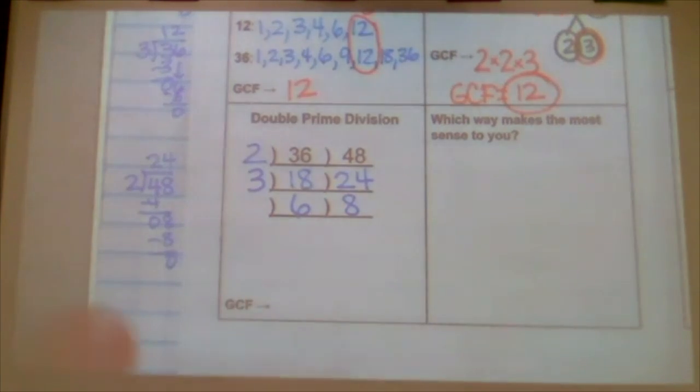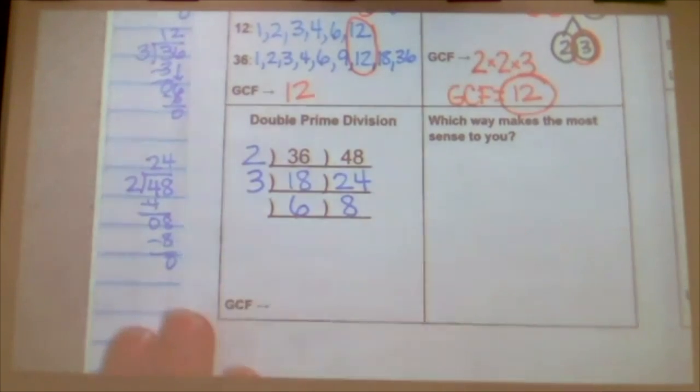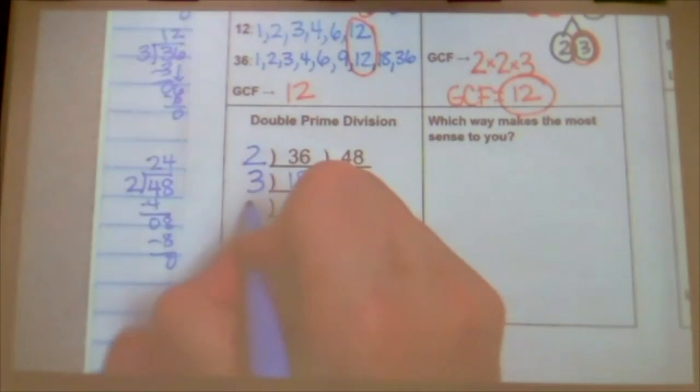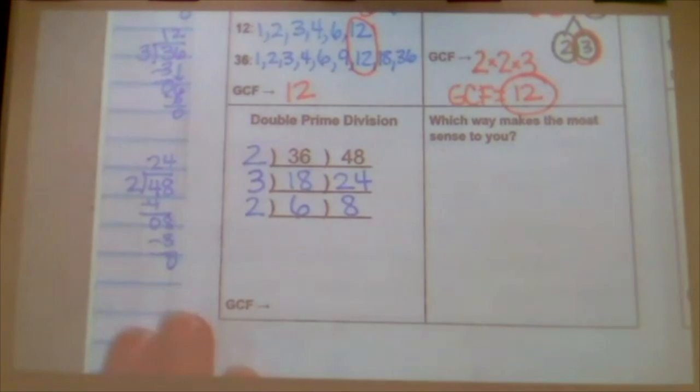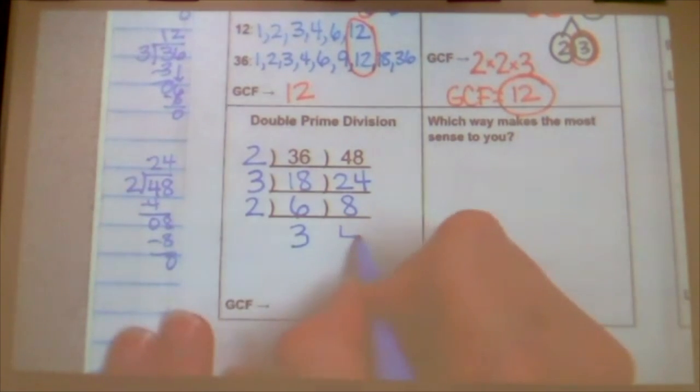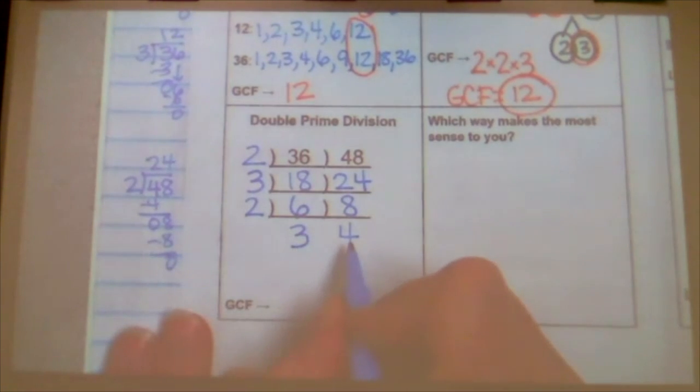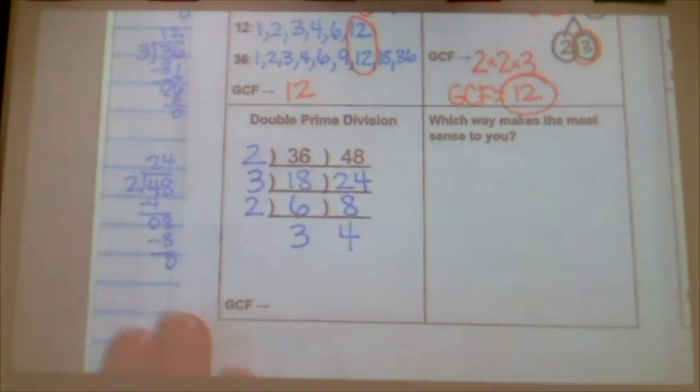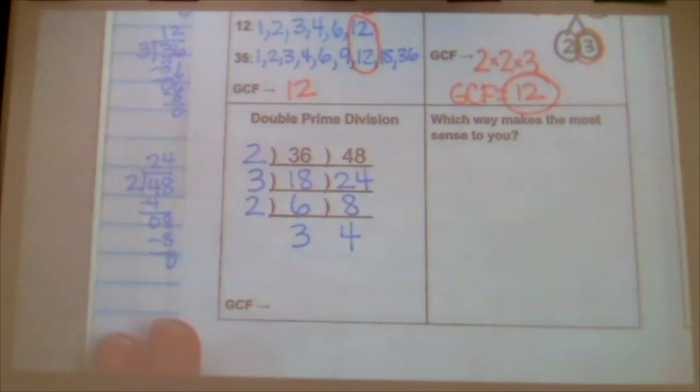Okay, I'm going to double prime divide again. 6 and 8, do they have a prime number in common? I'm going to divide by a 2 because they're both even. 6 divided by 2 is 3, and 8 divided by 2 is 4. 3 and 4 do not have anything else in common, so I cannot divide by any other prime number. I can't use a 1 because then that wouldn't change my 3 or 4, so I'm done.